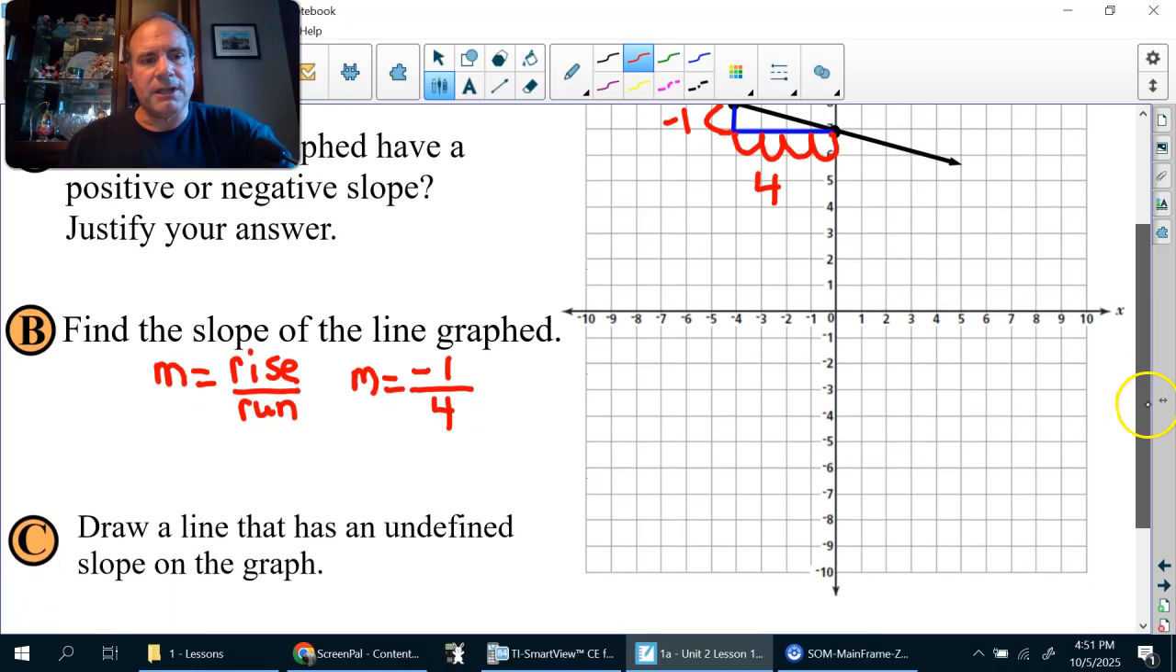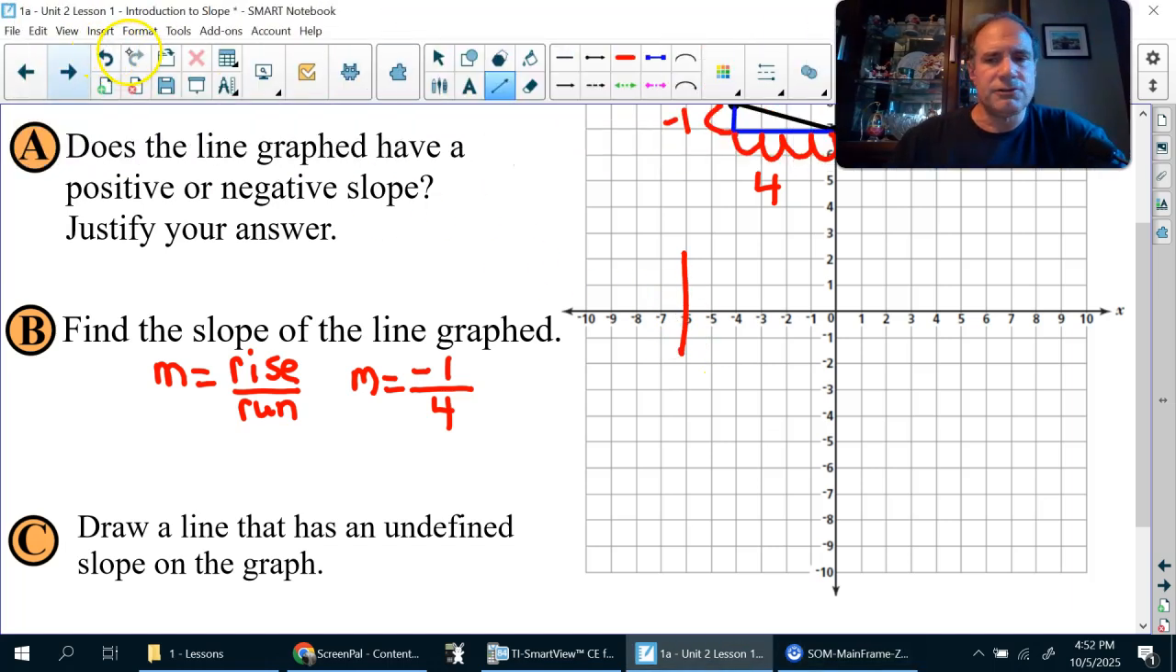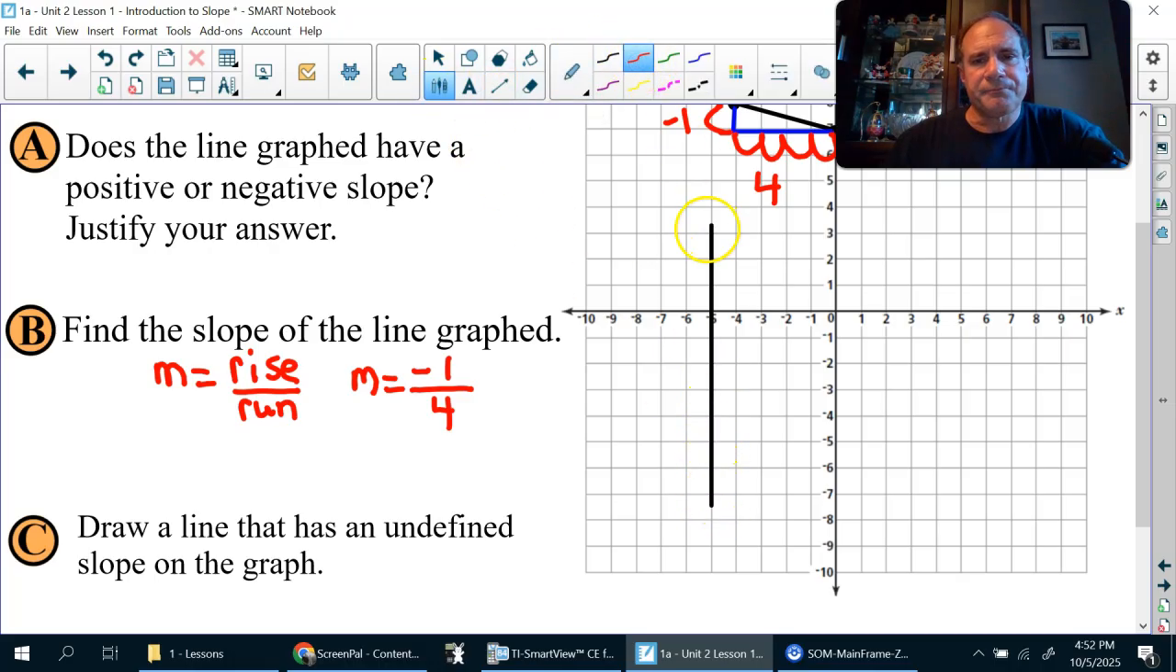All right, so we're going to draw an undefined line on the graph. And there's an undefined line. Remember, an undefined line is a vertical line. So the slope is undefined, all right? A vertical line. Vertical lines are undefined.